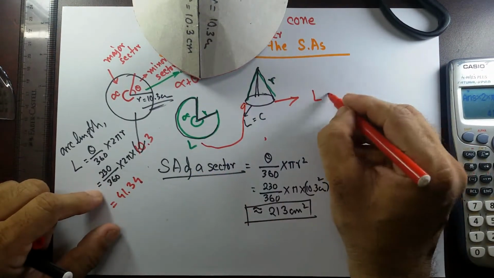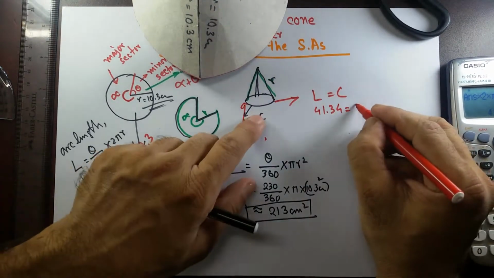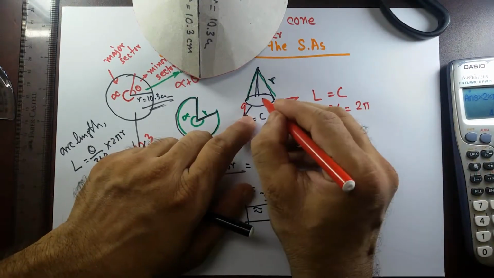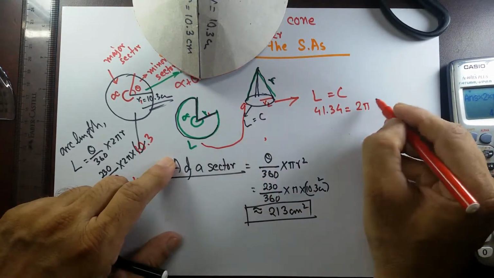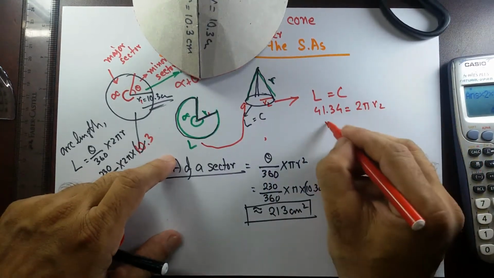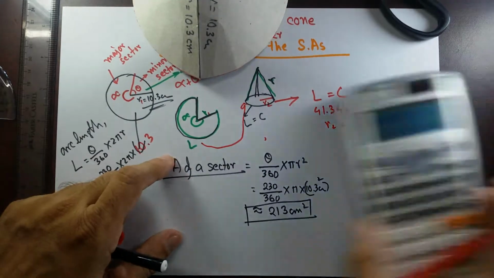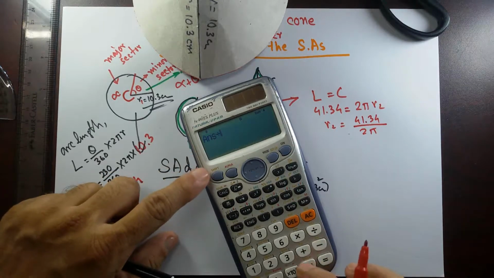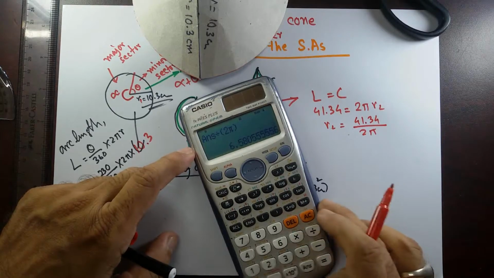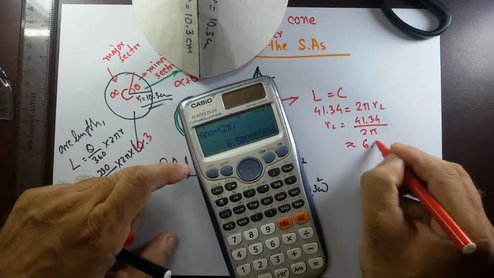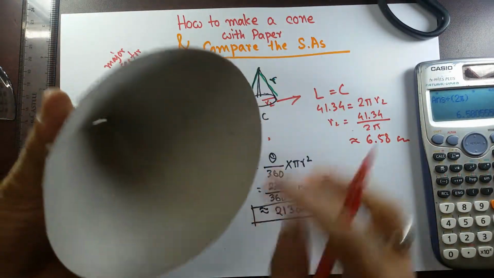I got 41.34, and the circumference formula is 2 pi r. Here would be a different r, so let's take this one r1. This is going to be r2. I need to find out r2. So r2 would be 41.34 divided by 2 pi. I got 6.58 centimeter. This is my new radius for this new circle.